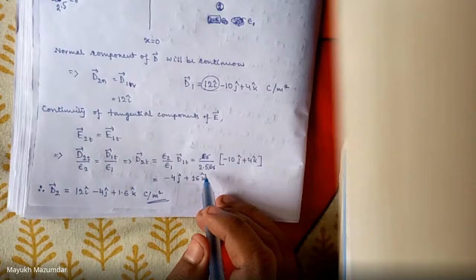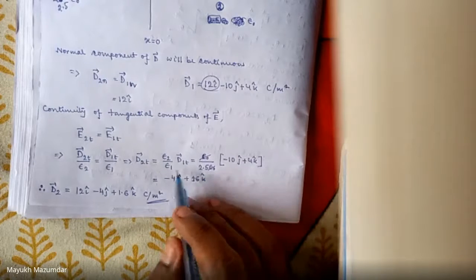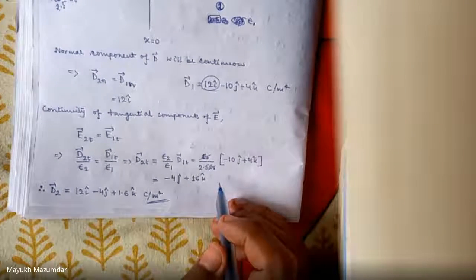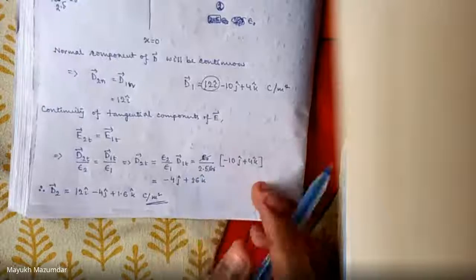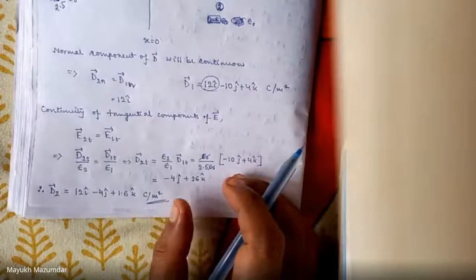So E2 is epsilon 2. Epsilon 0? No, it's okay. Yes, you wrote epsilon 2, the right thing. You wrote the right thing. I just got confused. It's correct, na? Yes, correct, sir.